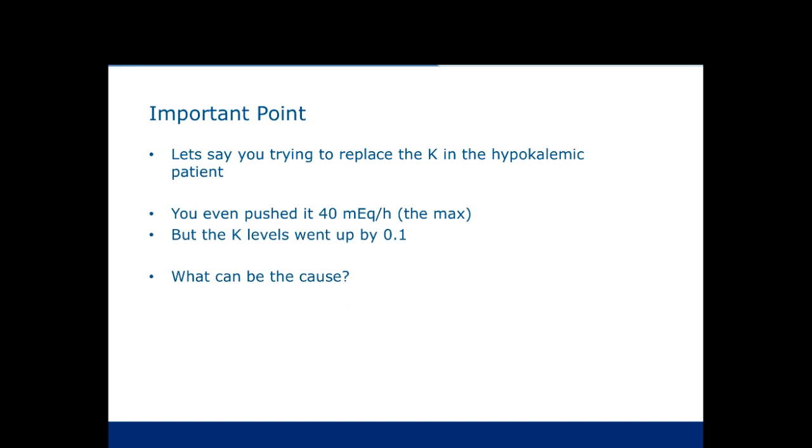Let's say you're trying to replace potassium in a hypokalemic patient. You've even got the expert on board. They're pushing at 40 milligrams an hour. You get EKG monitoring to make sure everything's okay. But your potassium level only went up by 0.1. What can be the reason?